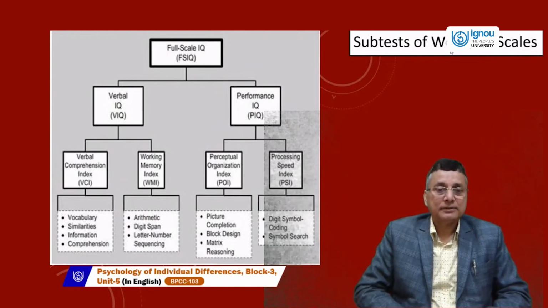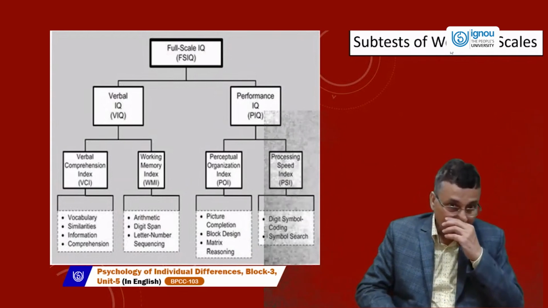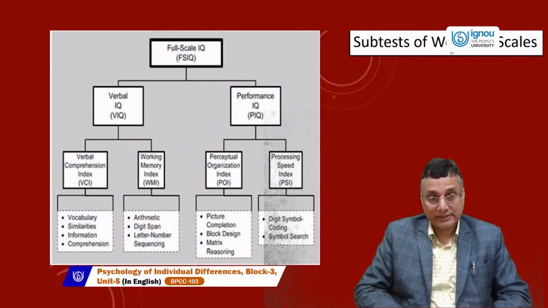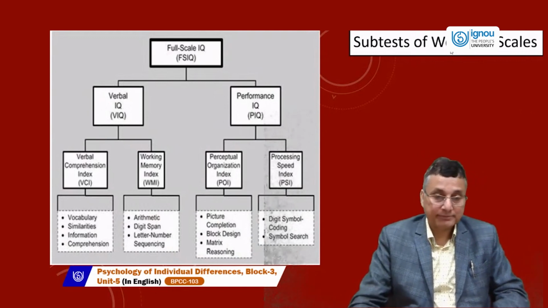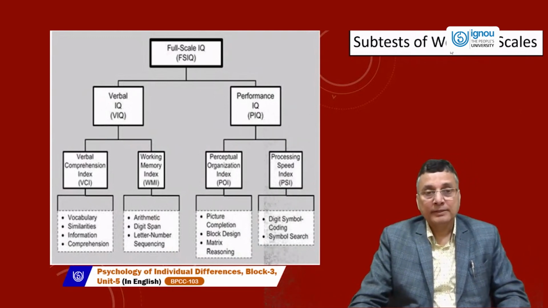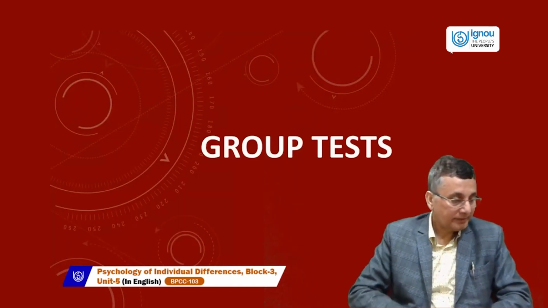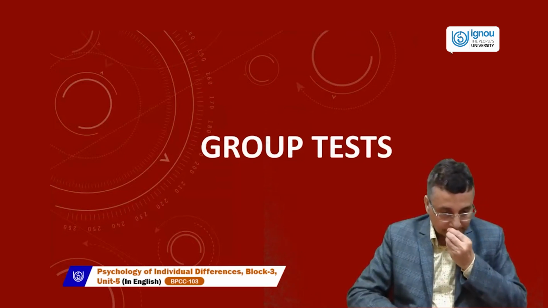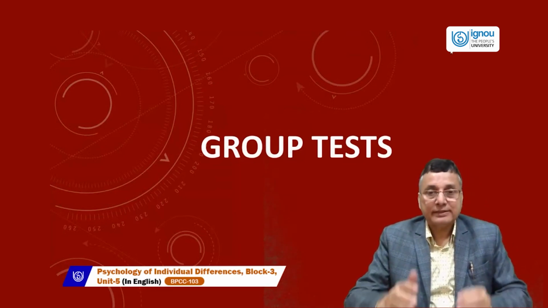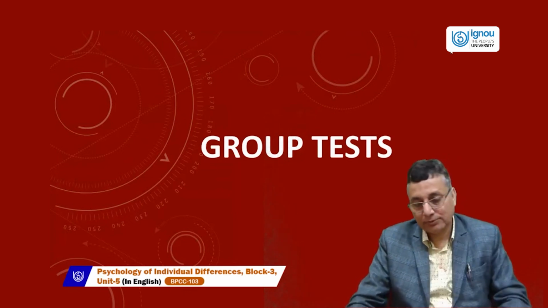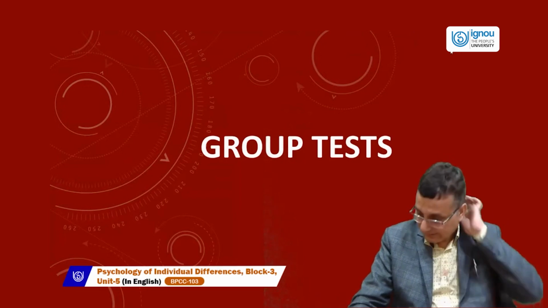Whereas in performance IQ, there is a perceptual organization index and a processing speed index. Under the perceptual organization index, picture completion, block design and matrix reasoning are there, whereas in processing speed, digit symbol coding and symbol search are there. So Wechsler's test is very exhaustive, and it covers almost the whole age range of the population, because it starts from age 2 and a half and covers adults.